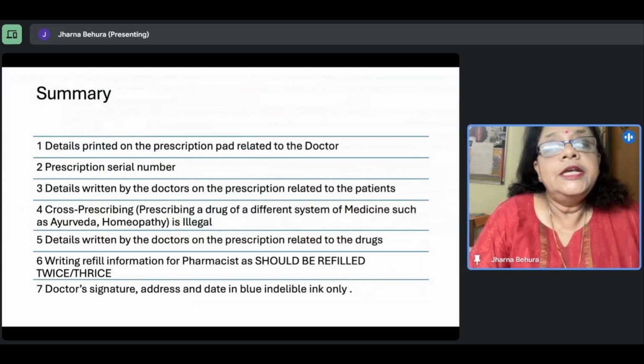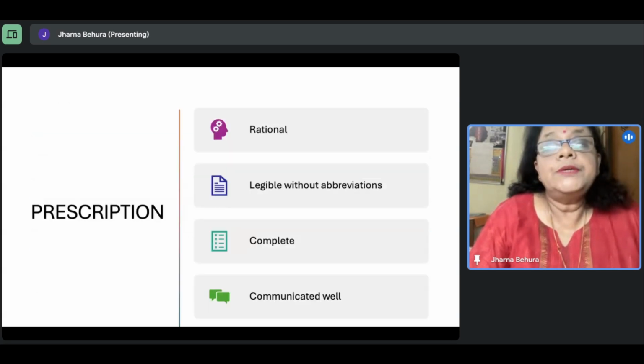The summary, these are the same things that I've said. The details should be printed on the prescription pad related to the doctor. The prescription serial number should be there. Details written by the doctor on the prescription related to the patients. Cross-prescribing is not illegal. Details written by the doctor on the prescription related to the drugs, the dose, the route of delivery. All the instructions should be there. Writing refill information for the pharmacist, and doctor's signature, address, and date in blue and indelible ink should be there. Prescription should be rational, legible without abbreviations, complete, and communicated well.